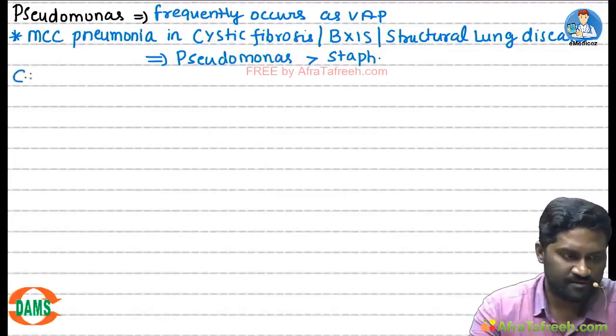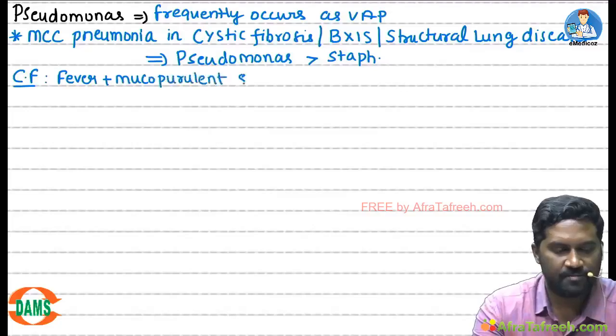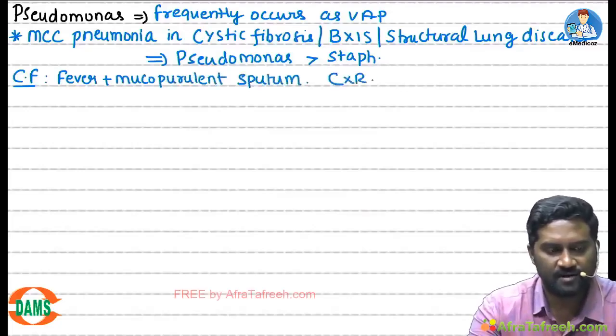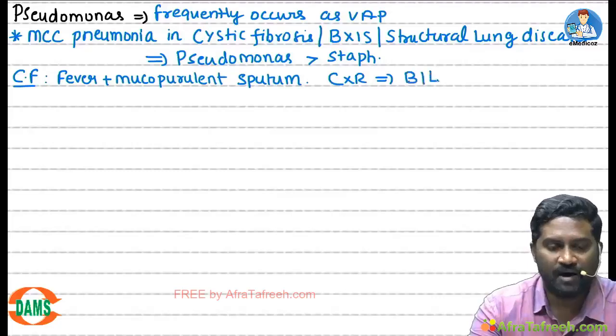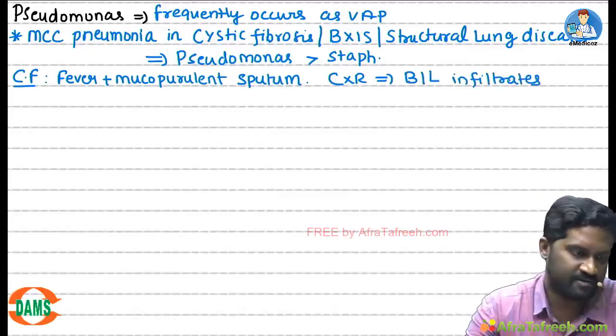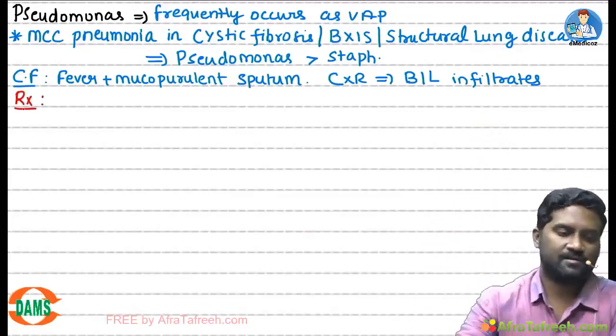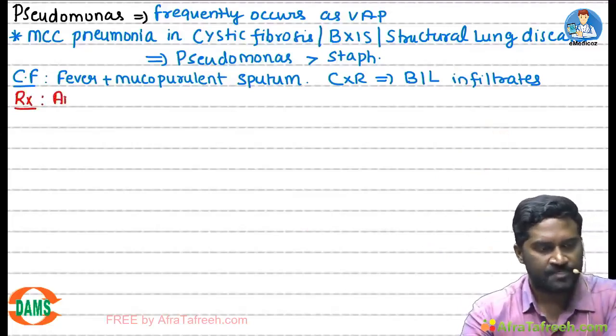Coming to the clinical features, in Pseudomonas infection, the patient can have fever and mucopurulent sputum. And if you take a chest X-ray, one can notice bilateral infiltrates. Coming to the treatment, for Pseudomonas, you should give 2 antibiotics. Most important will be an anti-pseudomonal beta-lactam.